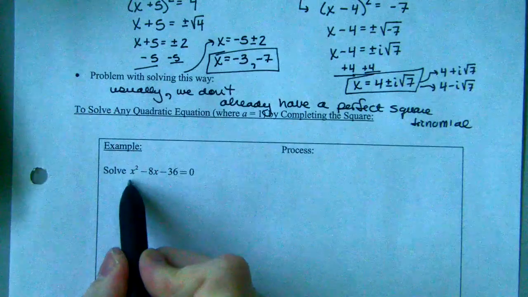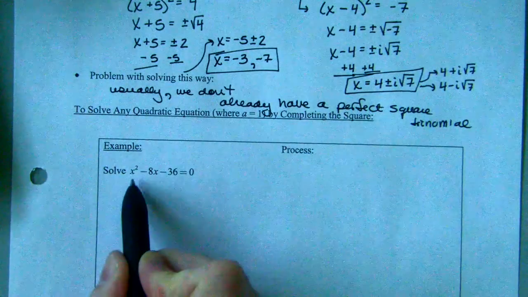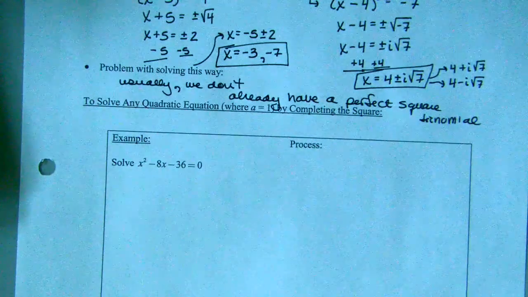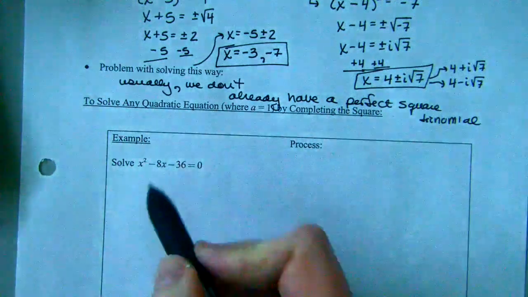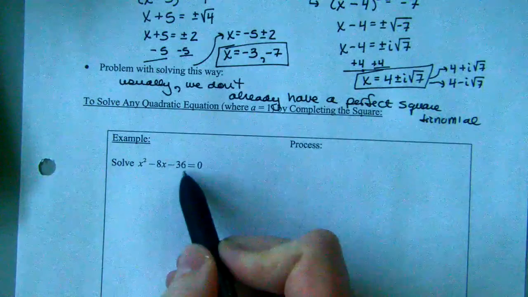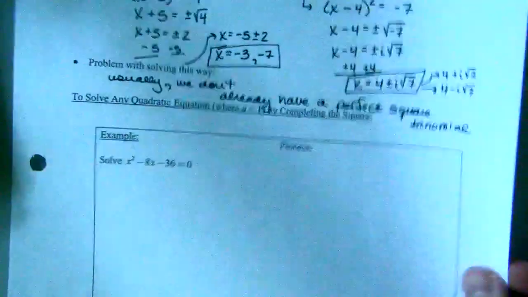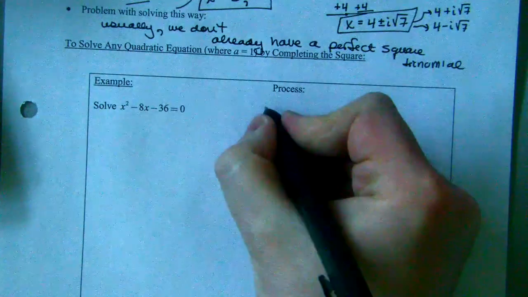We're going to take a look at this problem over here. Is x squared minus 8x minus 36 already a perfect square trinomial? It's not. Half of negative 8 is negative 4. Squared gives you 16, not 36. Here's what we're going to do, and this method is called completing the square.